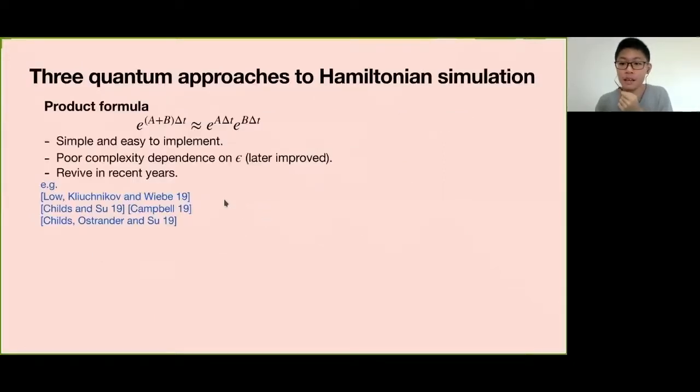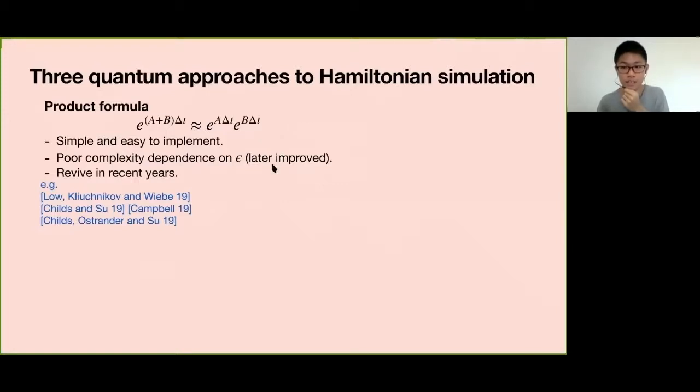Okay, now I will briefly introduce the current three quantum approaches to the Hamiltonian simulation. The first approach is by product formula. So recall our target unitary is e to the negative iHt.